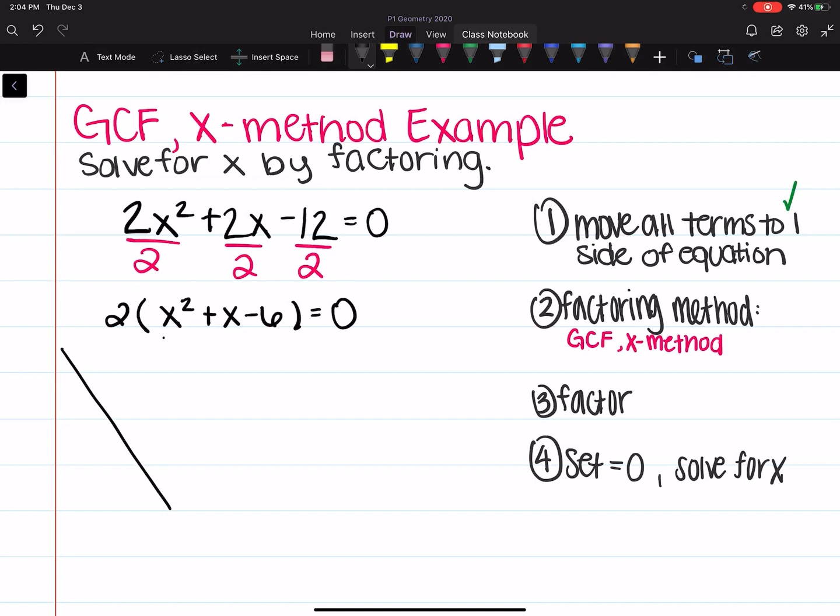So I'm going to set up my X here. I want two numbers that multiply to -6, but also add to +1. And so those two numbers that satisfy this would be a +3 and a -2. Because 3 times -2 is -6. And then 3 plus -2 is a +1.